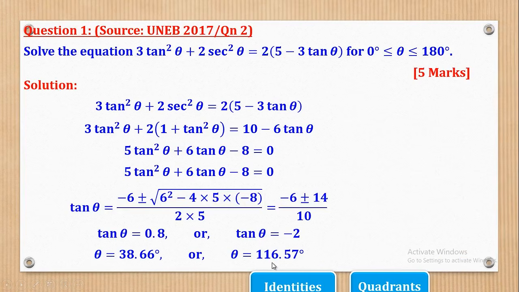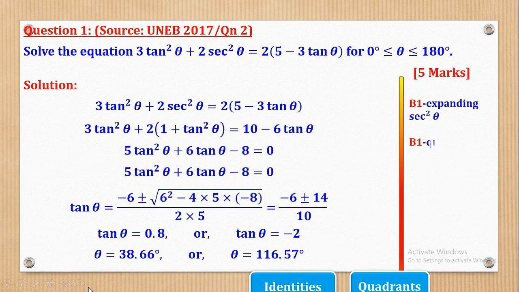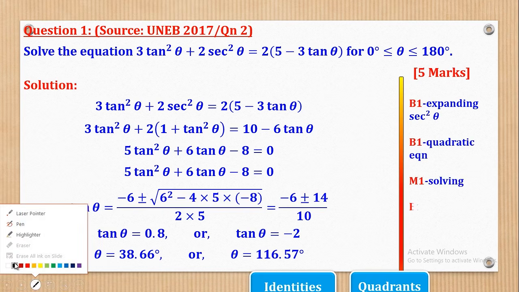So that is where this angle of 116.57 is coming from. So basically that's what they wanted. Now let's see how much can be awarded.